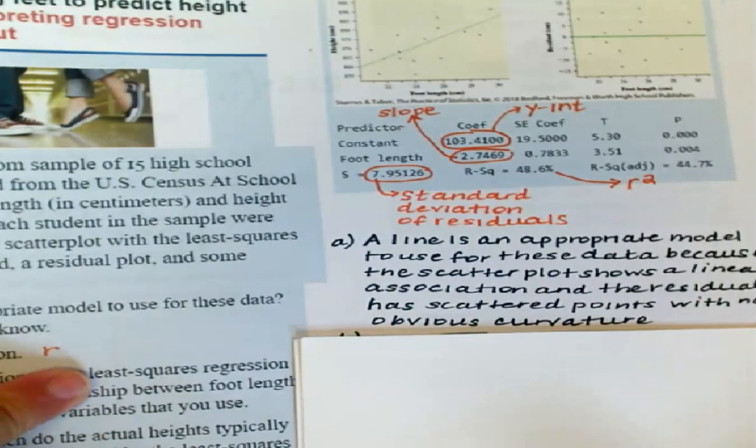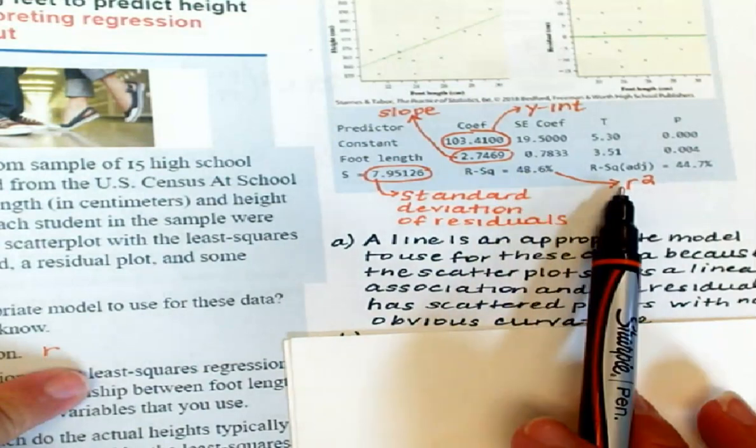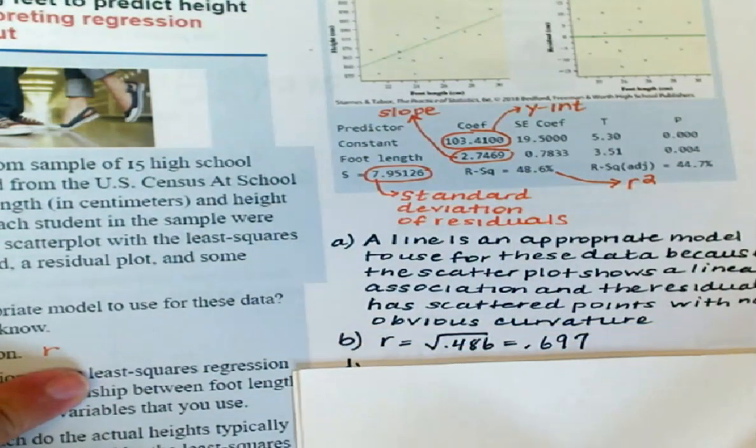Correlation is our r. And you're like, well, where's the r? Well, we do know what r squared is. So to get the r, you just take the square root of r squared. And you do want to change that to a decimal instead of a percent. So you're going to take the square root of 0.486.